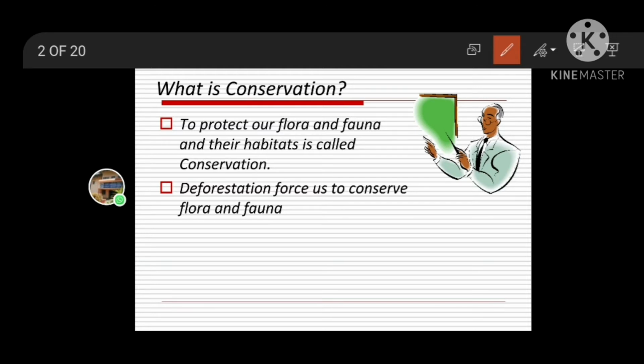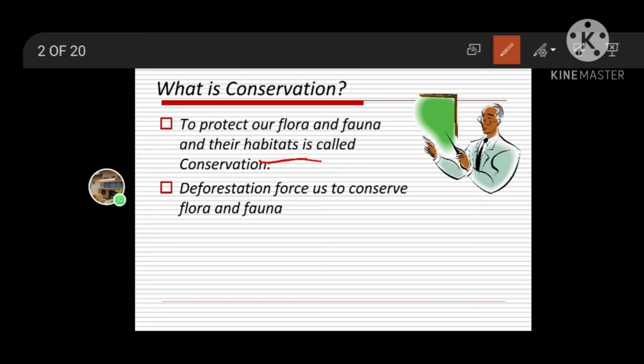What is habitat? Habitat is the natural place of dwelling of animals and plants, the natural place of living. That is called habitat. So we need to protect these animals. We need to protect the plants. At the same time, we should take care of the shelter, their habitat. This process of protecting these animals and plants is called conservation.